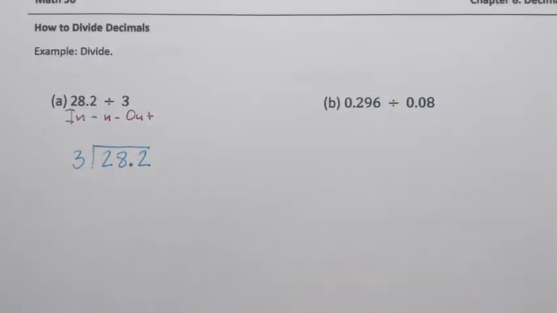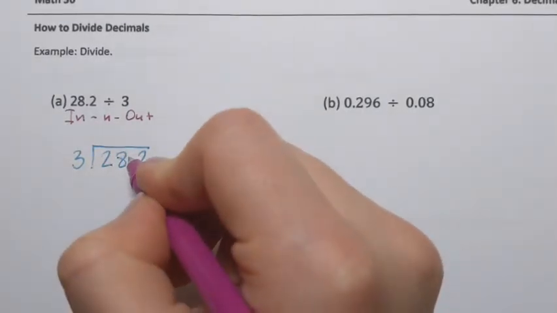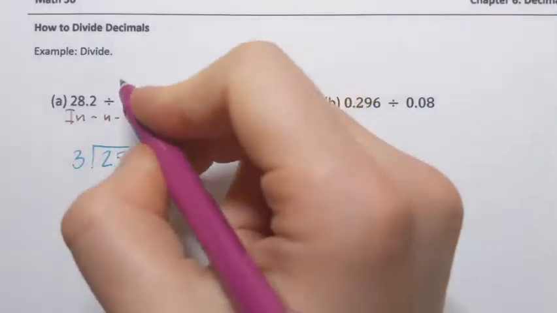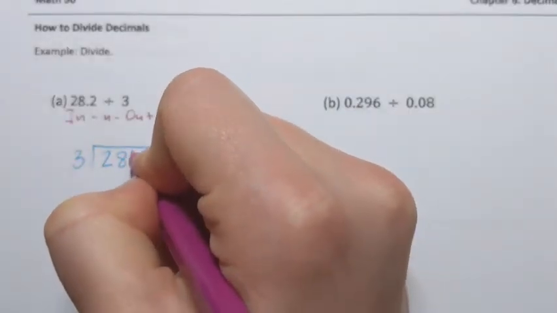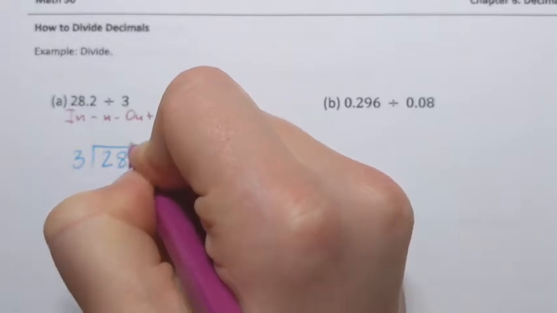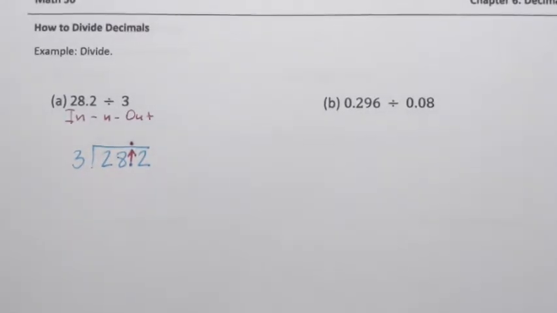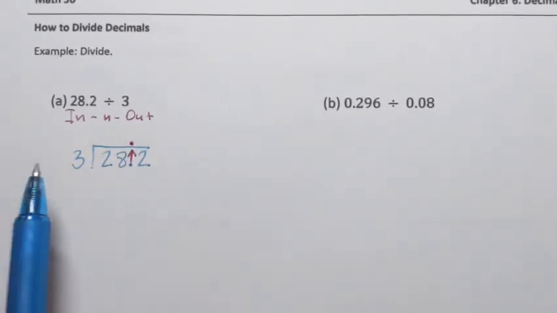So this is what we need to know, that in the answer that, as you remember, will appear here on the top, the decimal point will be right above the decimal point in the number that I'm dividing. So I'm placing it right above. I can already do that. And then I start dividing.